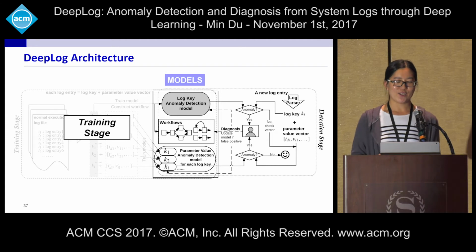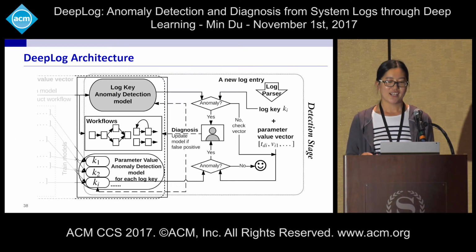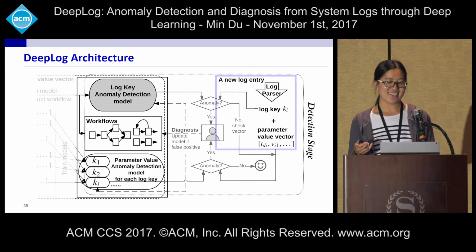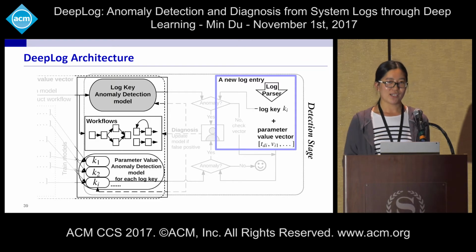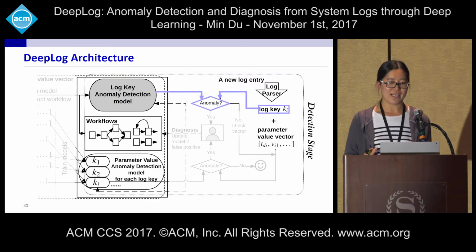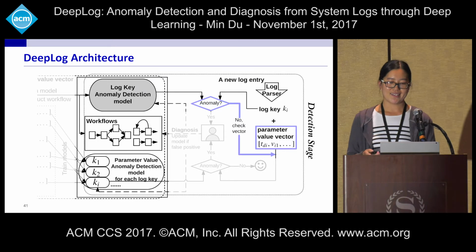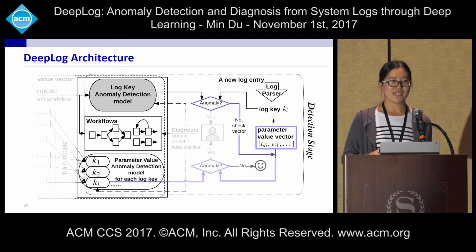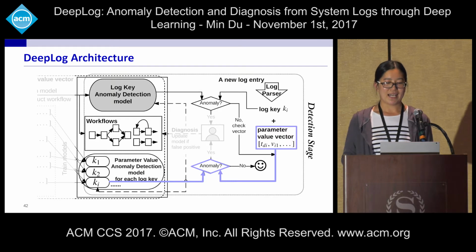When each new log entry is generated, we first use the log parser to parse it into a log key and a parameter value vector. And then this log key is checked against our previous log key anomaly detection model to see if there's any anomaly. And if it is not an anomaly, we will further check this parameter value vector against our parameter value anomaly detection model for that log key to see if any anomaly happens.